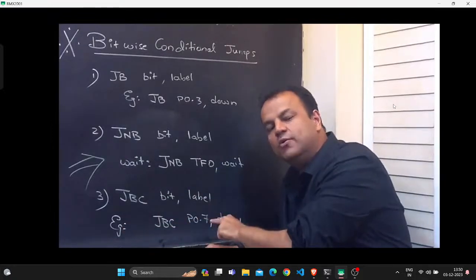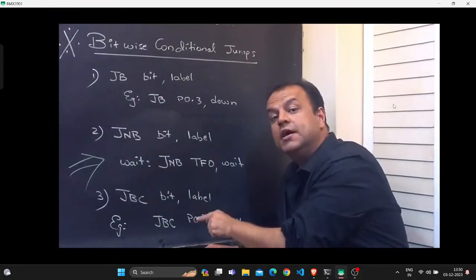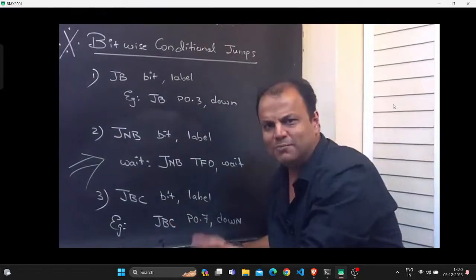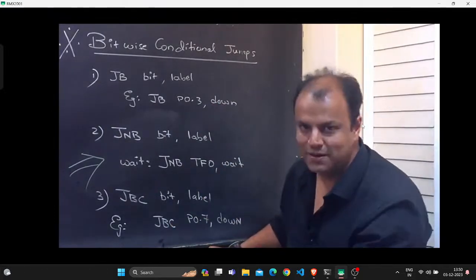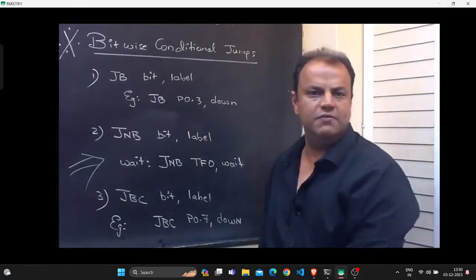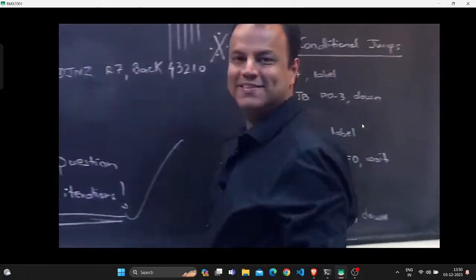If P0.7 was 0, it will do nothing, it will simply go to the next instruction. If this bit was 1, it will jump, and while jumping will clear the bit. You can also say complement the bit, because it was 1, you complement it, it becomes 0, you clear it, it becomes 0. So in this context, JBC can be said as jump if bit and clear, or jump if bit and complement. Different textbooks, different full forms, means the same thing. Please tell me, did you understand?